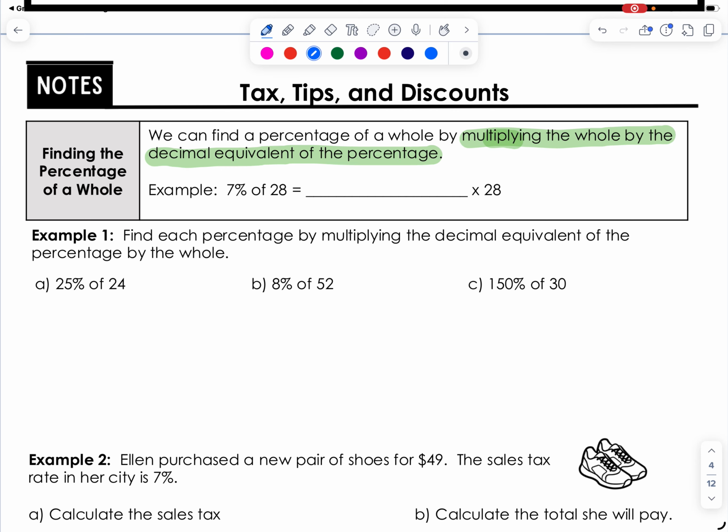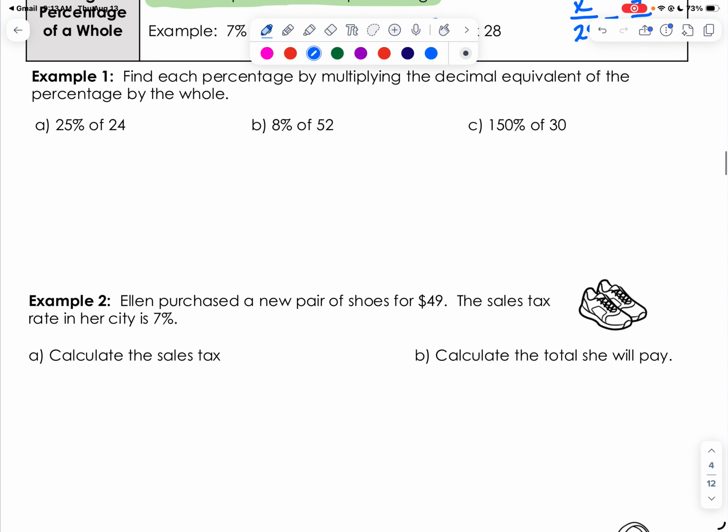Here's what I mean. Say we were trying to find 7% of 28. Now, in previous lessons, we did this: x over 28 equals 7 over 100. Okay, that's how we solved it in previous lessons. But a shortcut way of finding 7% of 28 is just to multiply the decimal equivalent of 7%, which is 0.07, times 28. Let's practice that in these first couple of examples.